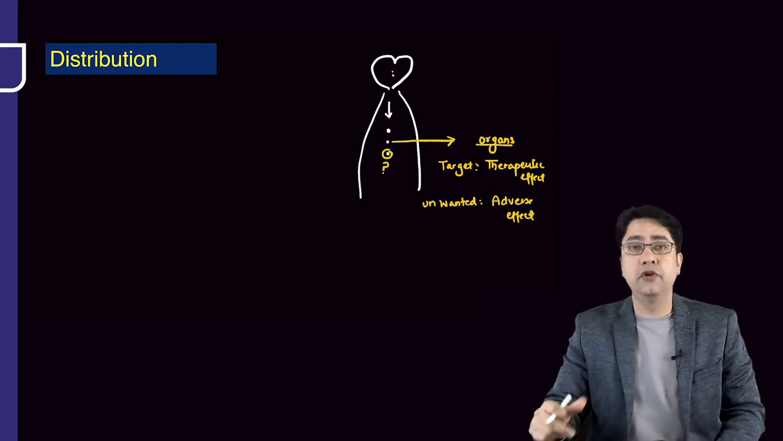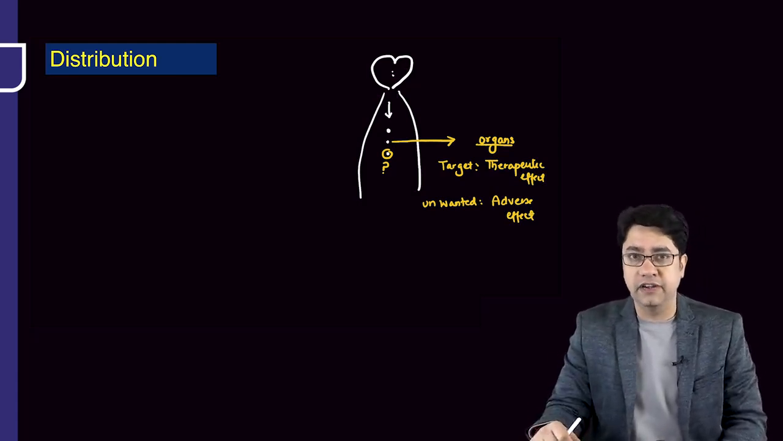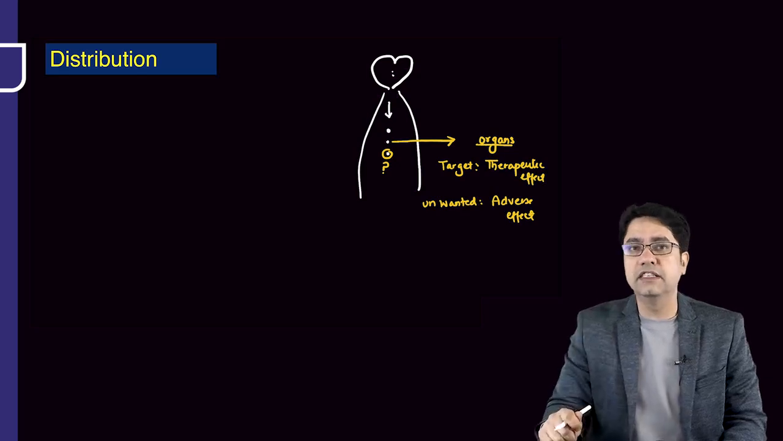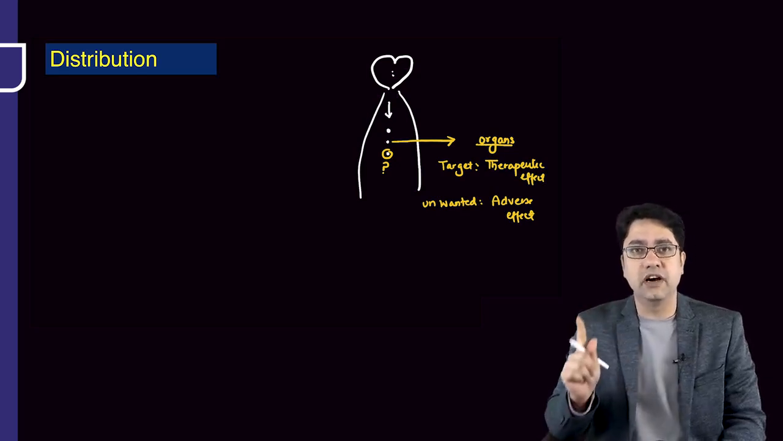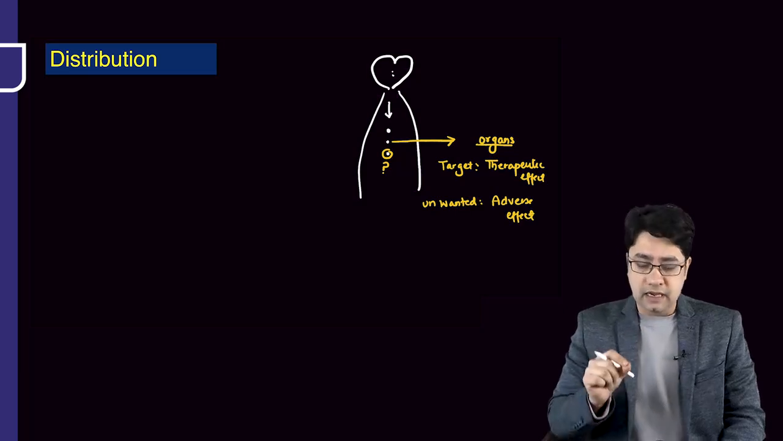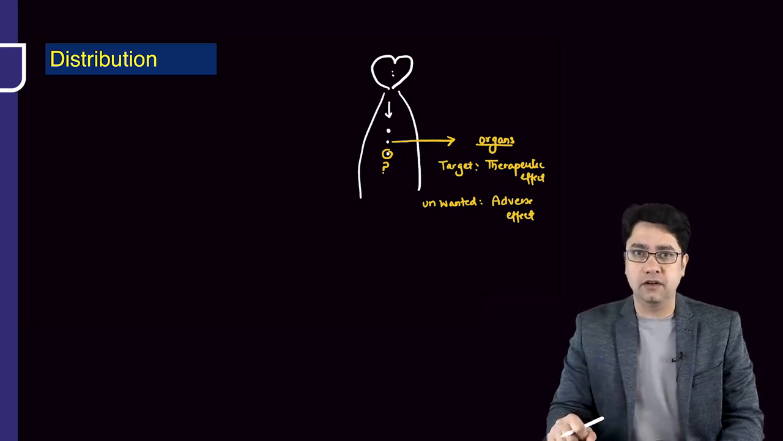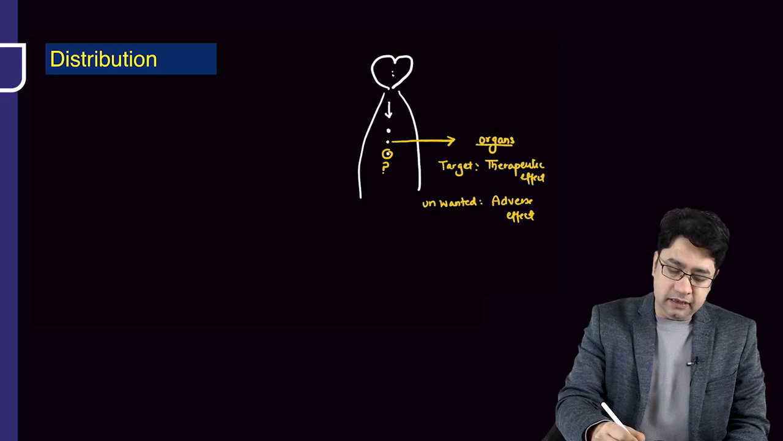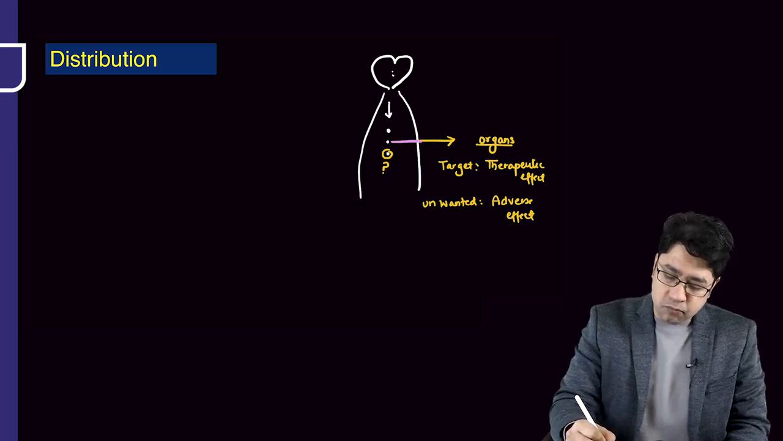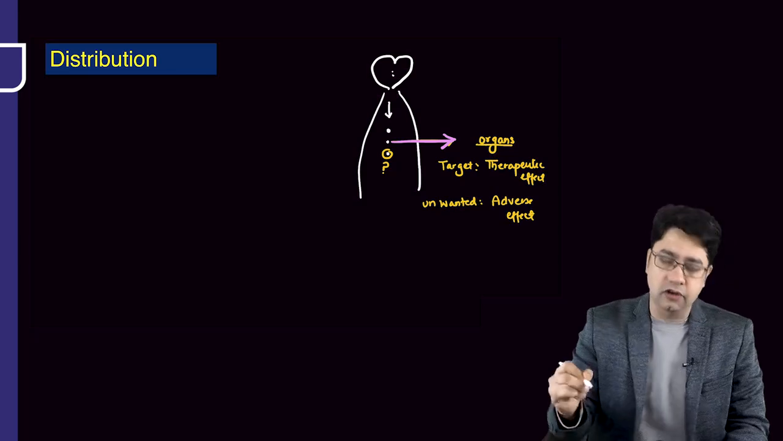Now, what is therapeutic effect? What is adverse effect? Because the word effect is coming, we will discuss it in pharmacodynamics. Here in pharmacokinetics, we have to check the movement of the drug. And here we determine whether the drug will move into the organs or not.